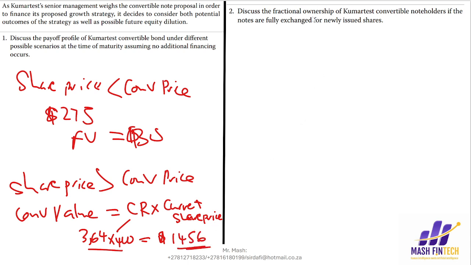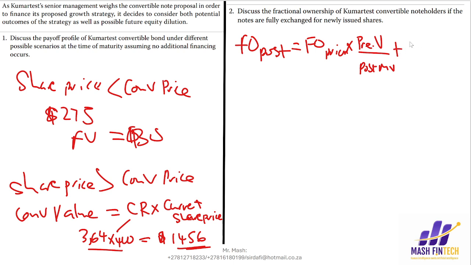And then the second part, discuss the fractional ownership. Remember, we spoke about fractional ownership post, and this formula was the fractional ownership prior multiplied by the pre-money valuation over the post-money valuation, plus the new equity over the post-money valuation. In this instance, there's no prior, so this is going to be 0.